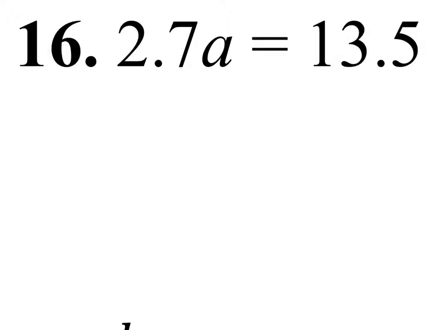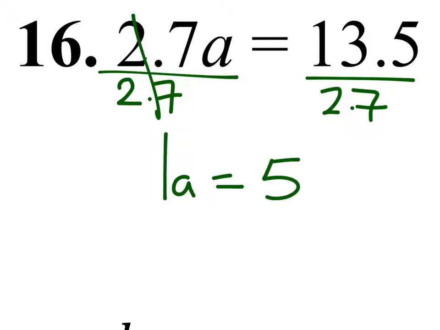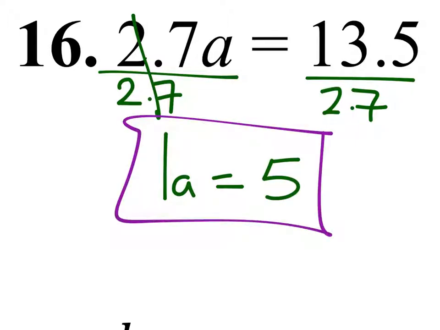2.7a equals 13.5. Bam. Let's just divide both sides by 2.7. So that gives us a 1a again, equals 5.